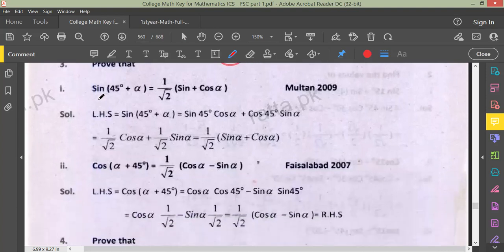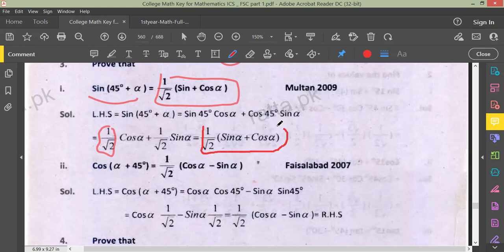So the first part of the third question is sine of 45 plus alpha. Simply, we have to prove that the left hand side is equal to the right hand side. If we open the formula of sine of alpha plus beta, this will be equal to sine alpha cos beta plus cos alpha sine beta. Putting in the values of sine 45 and cos 45, which are the same, sine of 45 will be equal to 1 over square root 2. Similarly, cos of 45 will be equal to 1 over square root 2. So after taking 1 over square root 2 common, our final answer will be the right hand side of the first part of question number 3.